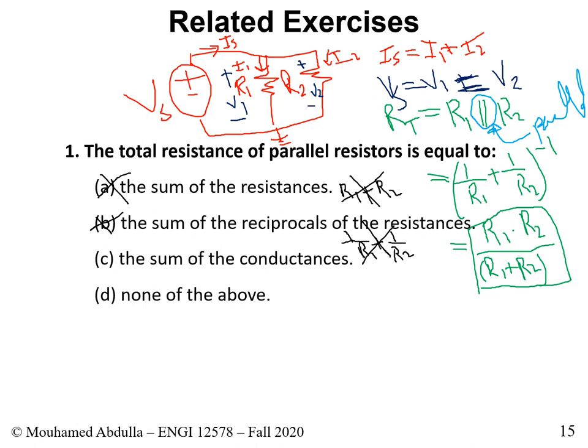The C, we tell you it is the sum of the conductance. So if you have the conductance, basically you would do G1 plus G2, sum of the conductance. And G1 and G2, well, they're conductance. So essentially it goes back to 1 over R1 plus 1 over R2. And that's also not true, right? The power of minus one is not there, so this is also wrong. So C is wrong.